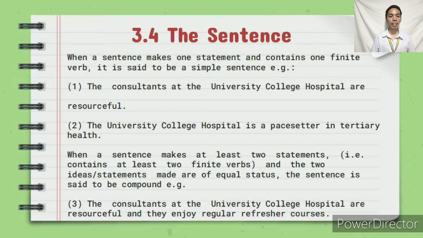Next, when a sentence makes at least two statements, that is, it contains at least two finite verbs, and the two ideas or statements are made of equal status, then the sentence is compound. Here is an example. The consultants at the University College Hospital are resourceful and they enjoy regular refresher courses. So our finite verbs here are and enjoy. Okay? And so our two complete thoughts here are present, making it compound.